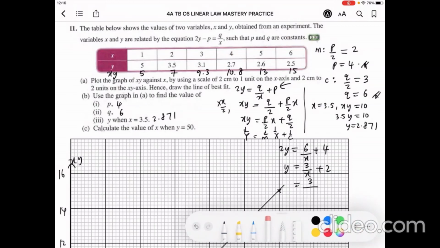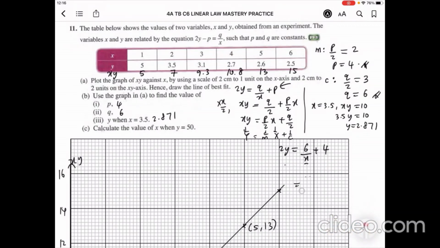I think we can sub in directly since I want to find x, right? I think I sub in from here. Let's take y equals to 50. So 2 times 50 equals 6 over x plus 4. 2 times 50 is 100. 100 minus 4 is 96. 6 divided by 96. Very small value. 6 divided by 96, 1 over 16. 0.0625. Yeah, so you can write this as 0.0625.